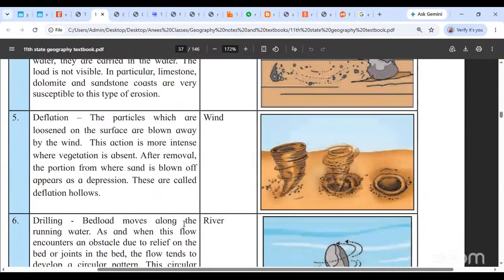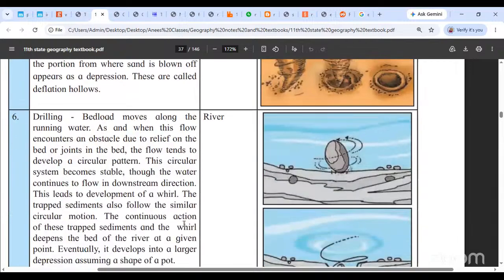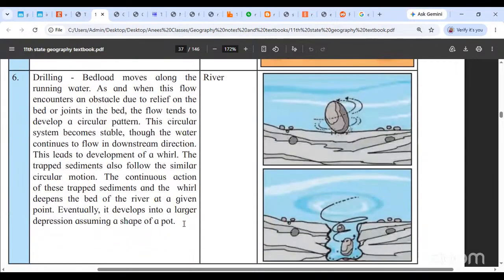Okay, deflation is a very specific process related to wind. Okay, what wind does is it will go in that circular eddies की fashion में जायेगा and it will remove the sand. Okay, that process is called deflation.